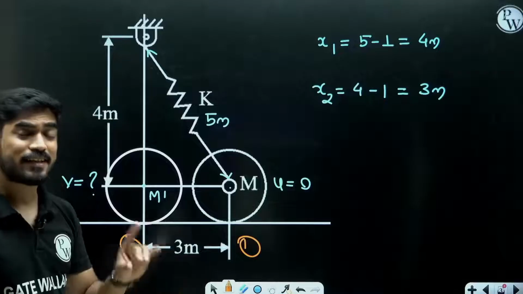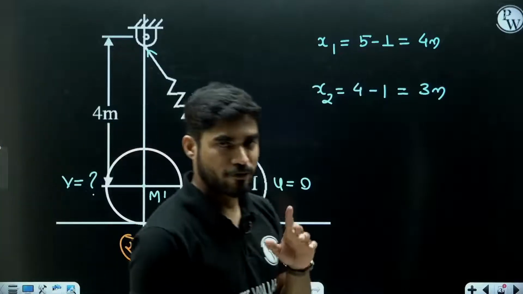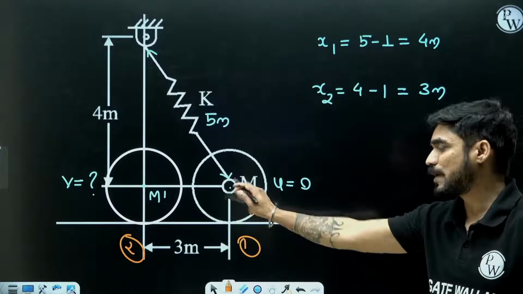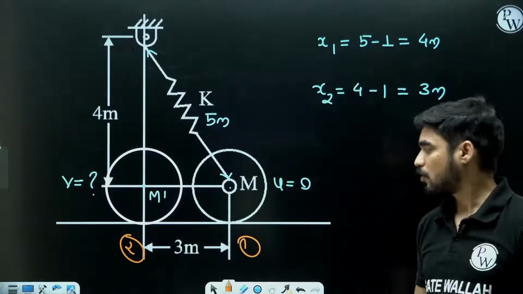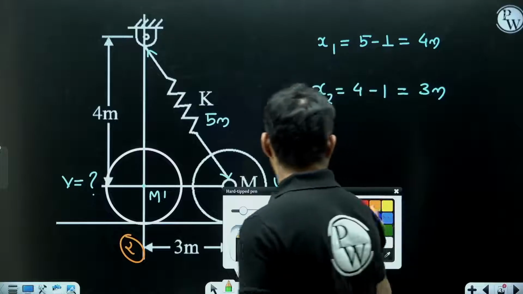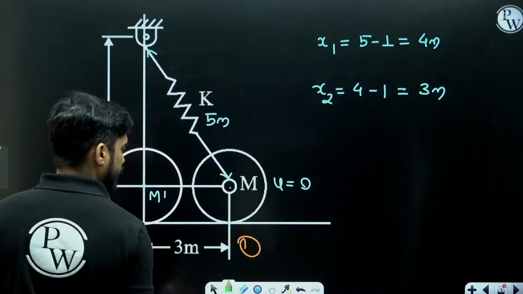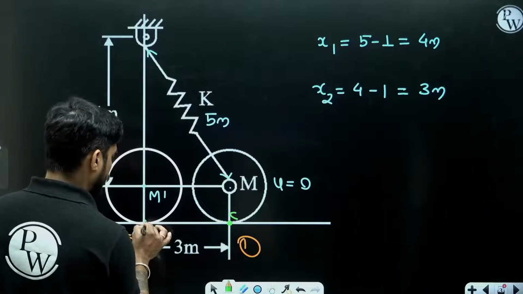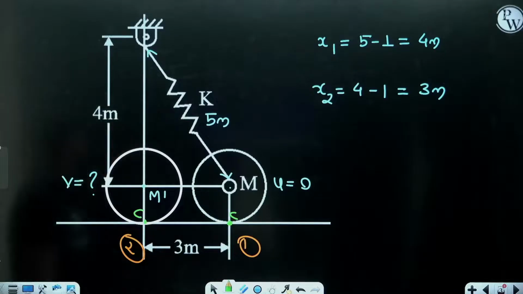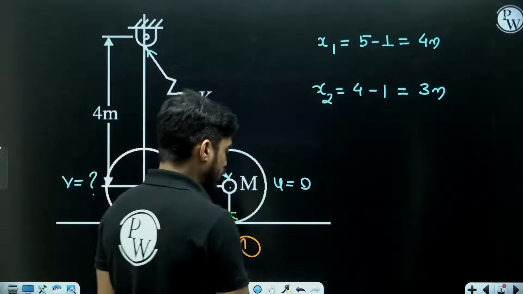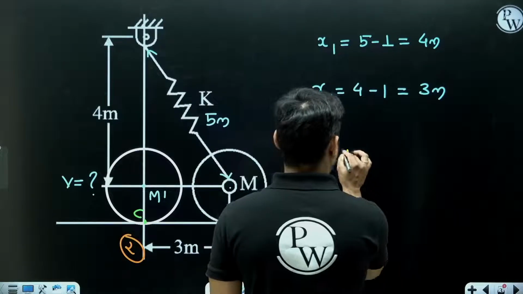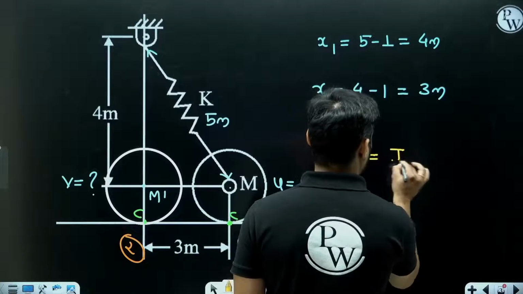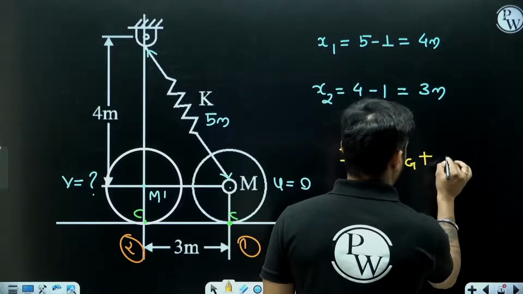Now the disk is in general motion. So if you want to write the equation of kinetic energy, you can either write with respect to center of gravity or you can write with respect to center of rotation. What will be the center of rotation? It is rolling without slipping. So this will be the center of rotation. Now, if you calculate the moment of inertia about center of gravity, it is mr square by 2.